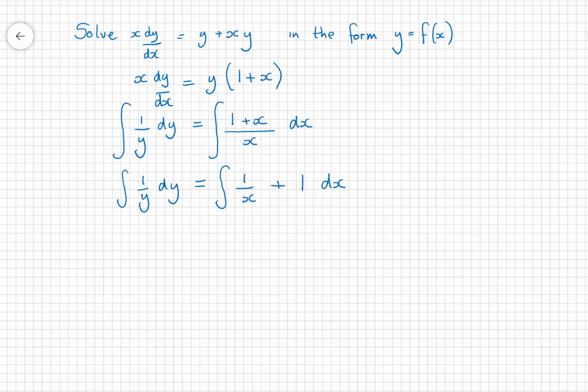Hopefully you got something that looks like this. Ln of y is equal to ln x plus c, each term being integrated in turn and then the plus c at the end. But we can't leave it like this because we've got to have y is equal to a function of x. And so using what we know of logarithms, we can write y is equal to e to the power of ln x plus c, all of that being in the power of e.